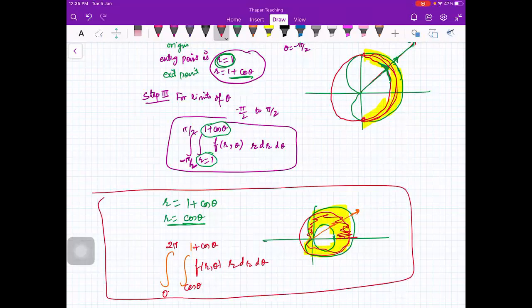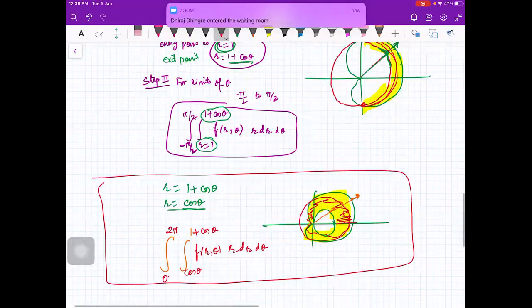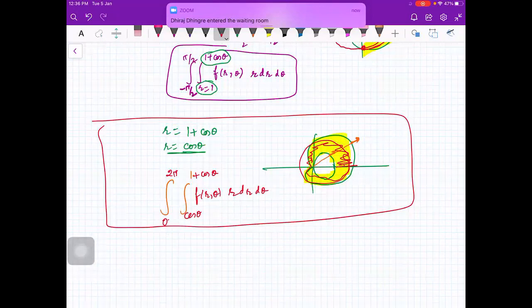So this is how you will practice. Ma'am, please explain it once more. How did we assume, how did we find out 0 to 2 pi? Please tell us. Okay, beta.